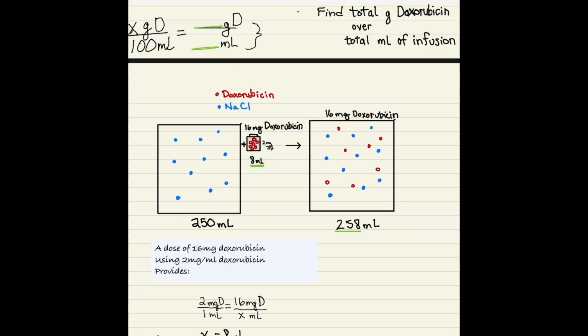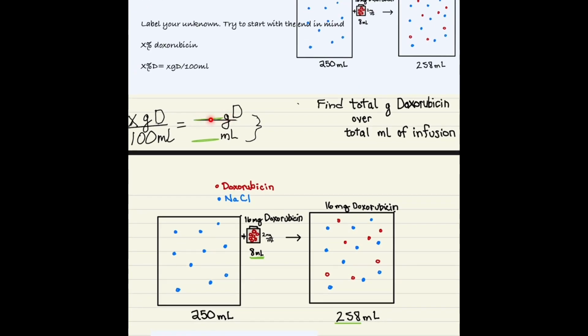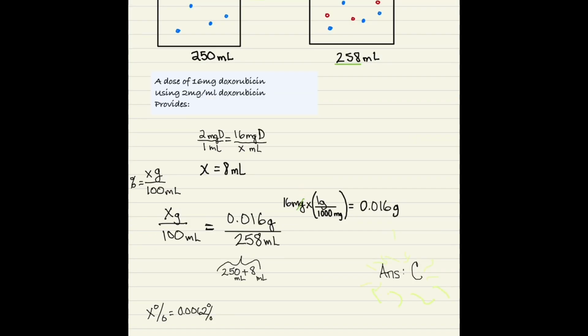So if I look back here and think about what I'm entering, I know so far we have 16 milligrams, which represents the mass, but we'll need to change it to grams. And then I know that for milliliters, I have 250 plus 8, which will give me 258 milliliters. So that will go on the bottom. Like we said, 16 milligrams needs to be changed to grams. So I'll make my conversion.